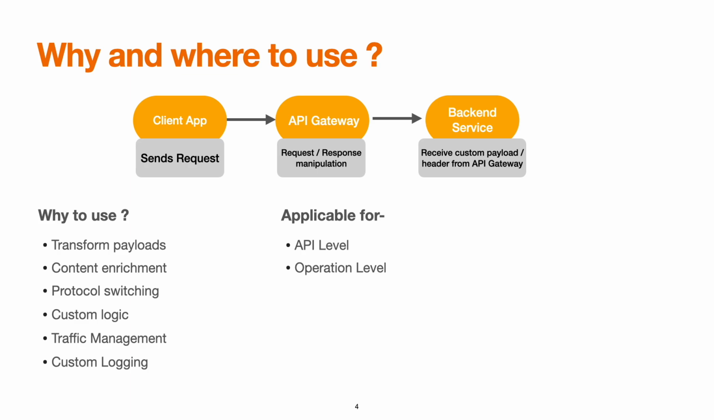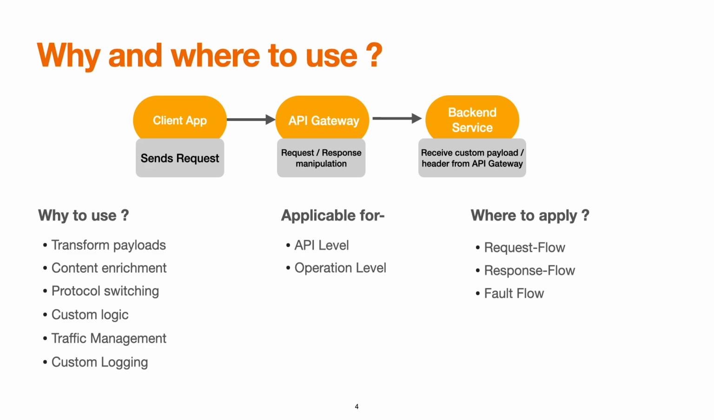Protocol switching, handling a REST request and transforming it to call a SOAP backend. Custom logic, where we can implement logging, threat protection, input validation and much more. Traffic management, where we can add conditional routing and load balancing. It's applicable at API level and operation level. We can define a policy which is applicable for the entire API or a specific operation or resource, and we can choose where it will be applied.